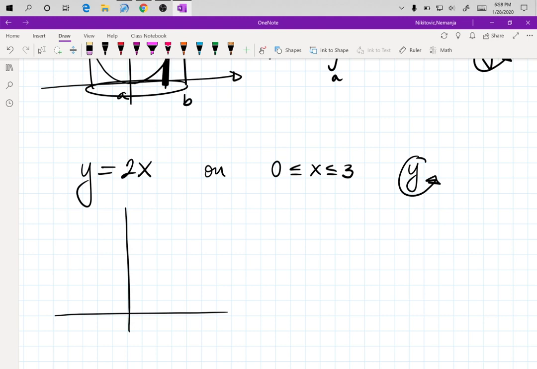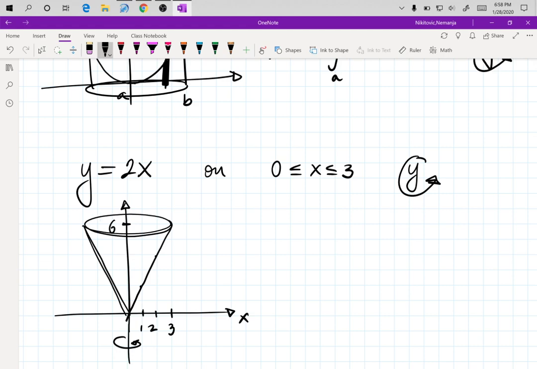Now, y equals 2x means it goes up like that. X equals 3 is where it stops, which means 6 on the y. And we are rotating on y, which means we are creating a cone, an upside down cone, right? That's what we get. And what I want to calculate here is the volume of this cone.